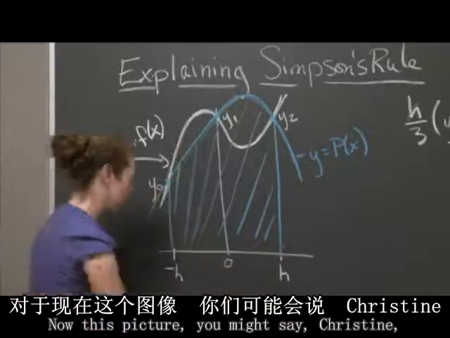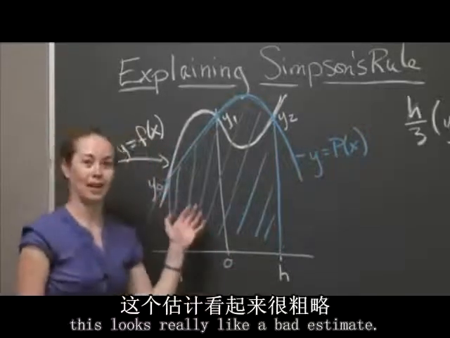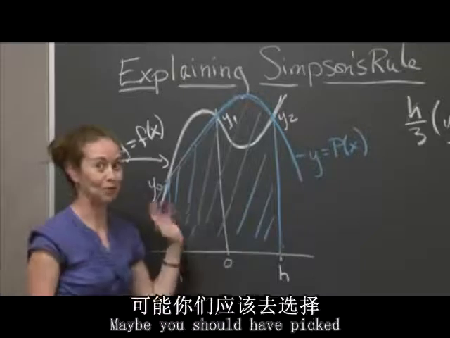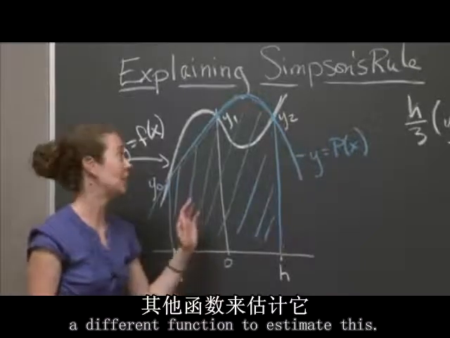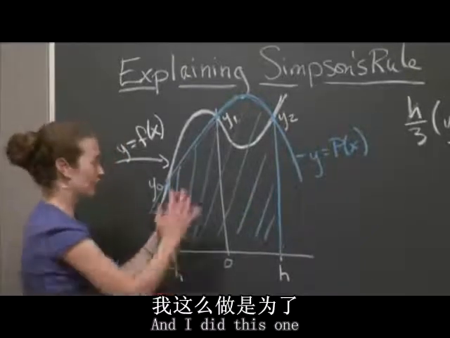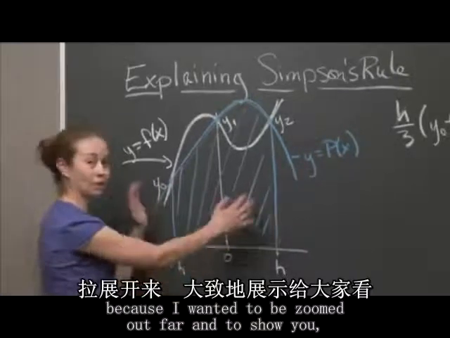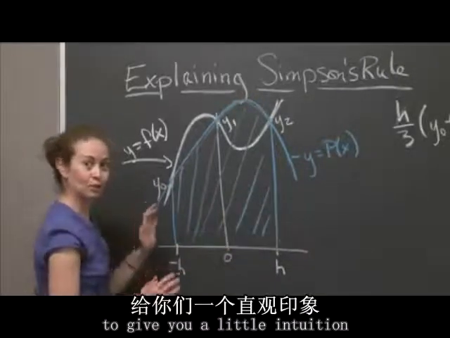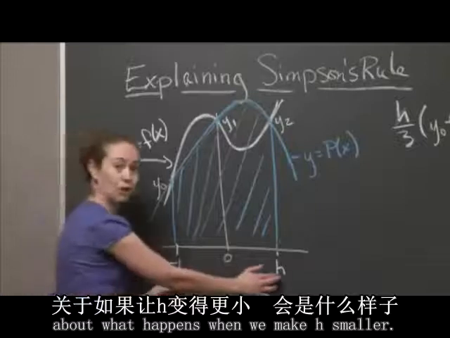Now this picture, you might say, Christine, this looks really like a bad estimate. This looks kind of stupid. Maybe you should have picked a different function to estimate this. And I did this one because I wanted to be sort of zoomed out far and to give you a little intuition about what happens when we make h smaller.